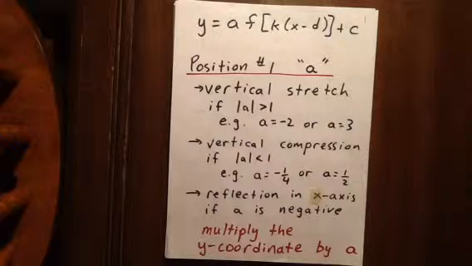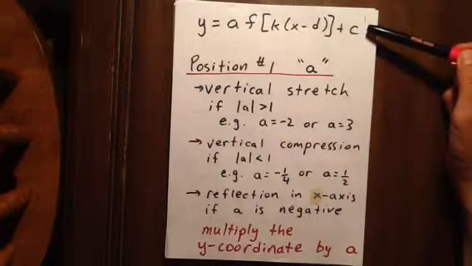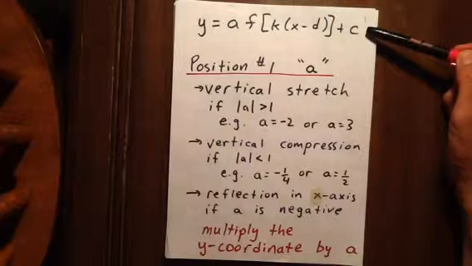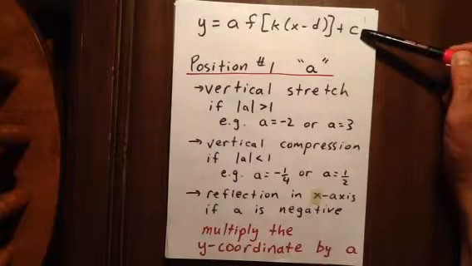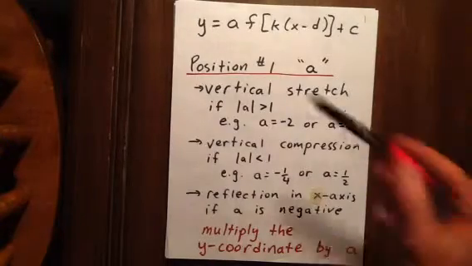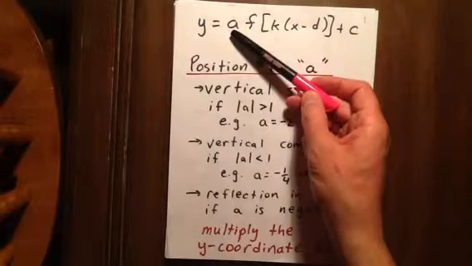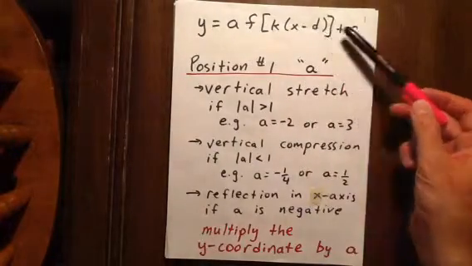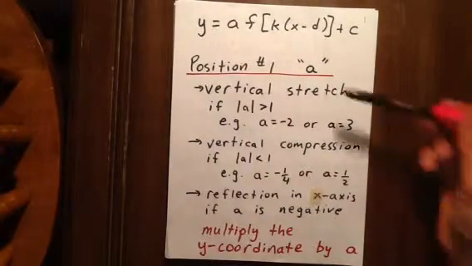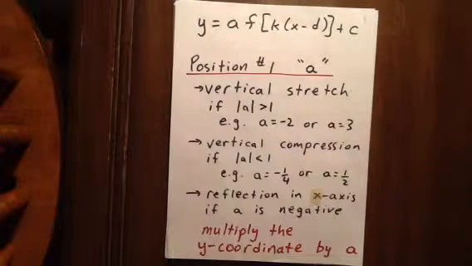In this lesson, we're going to talk about functions expressed in the form y equals af(k(x minus d)) plus c. We're going to talk about each of these positions, the effect of the values of a, k, d, and c. Well, position number one is the value of a.